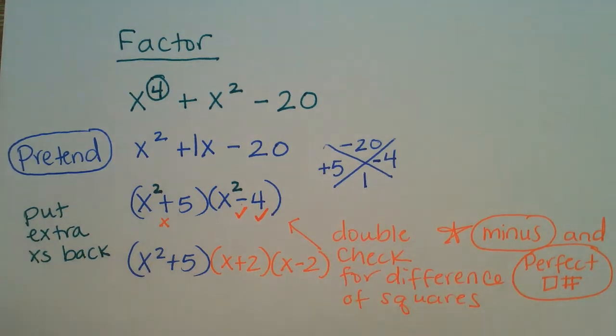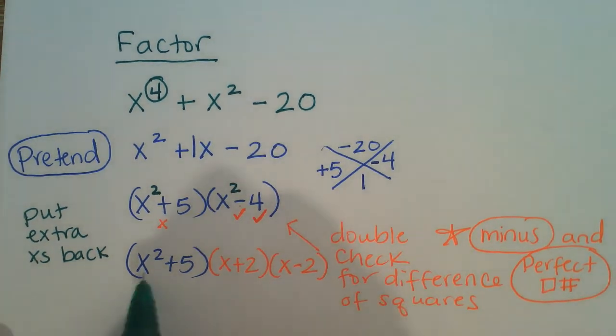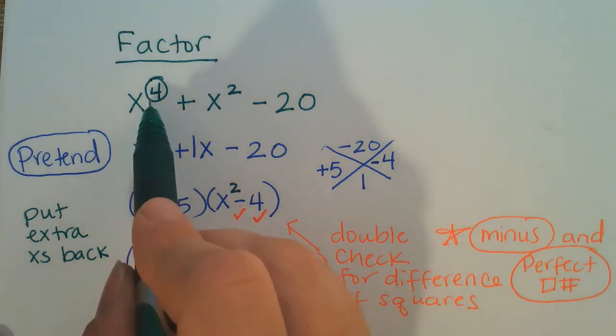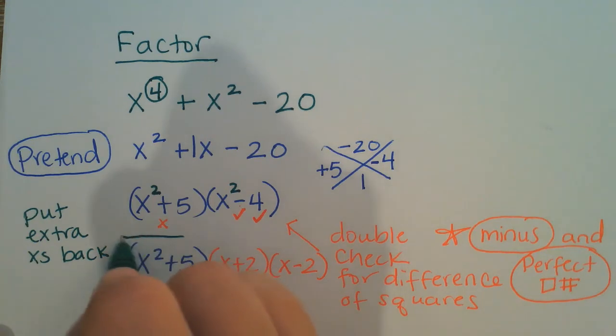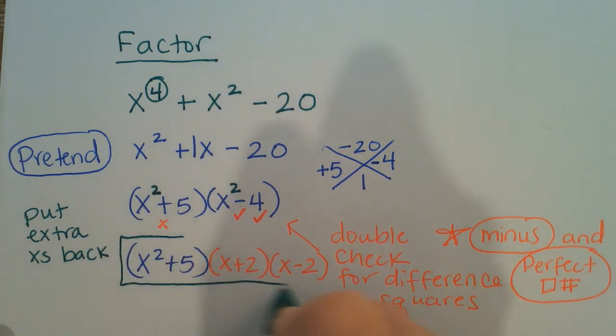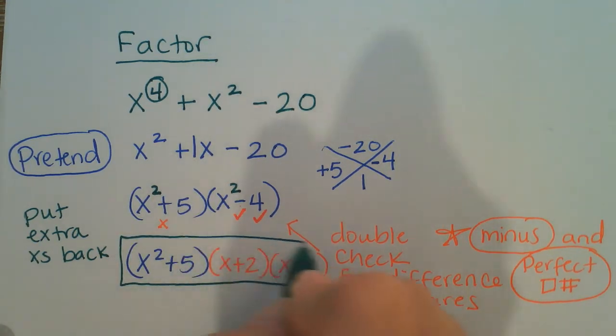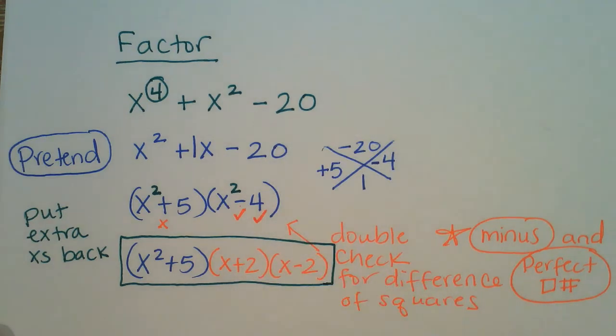And then here at the end, I just double check. So I've got 1, 2, 3, 4 x's. And I was supposed to have 4 x's at the beginning. So that's how I know I have all of the pieces that I started with. And that will be your final answer. So let's do that again.